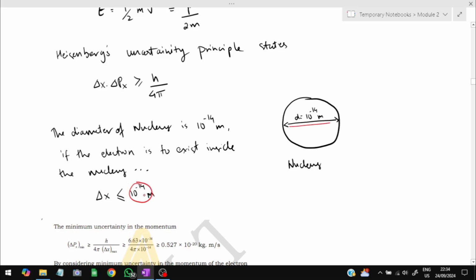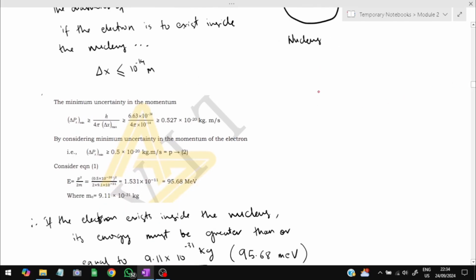So the delta x value we have got here. Now to calculate the momentum's uncertainty, we will be putting the value of delta x in the equation of Heisenberg's uncertainty principle. So when we put this value, we'll get a value of 0.527 × 10^-20 kg m/s. And by considering a minimum uncertainty in the momentum of the electrons, it should be greater than or equal to this value, right?